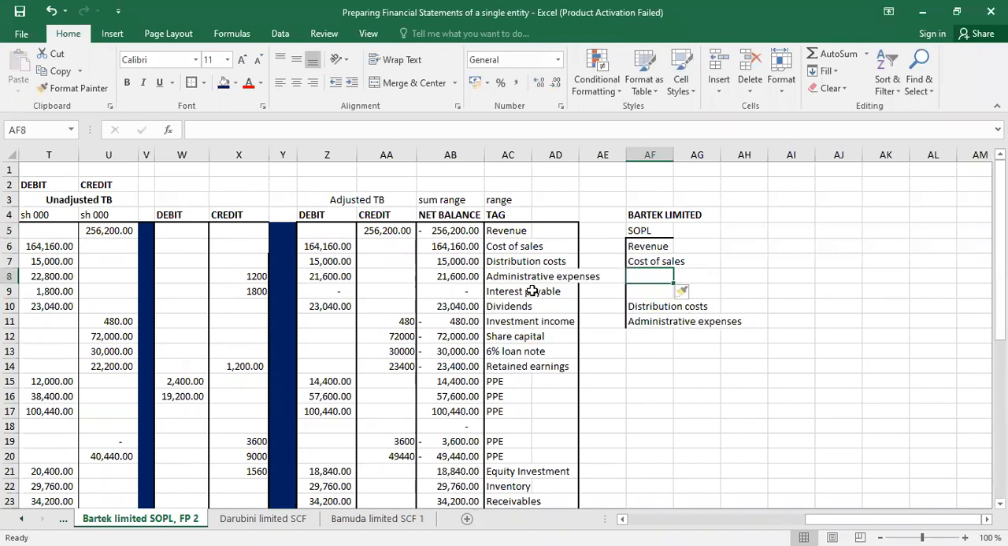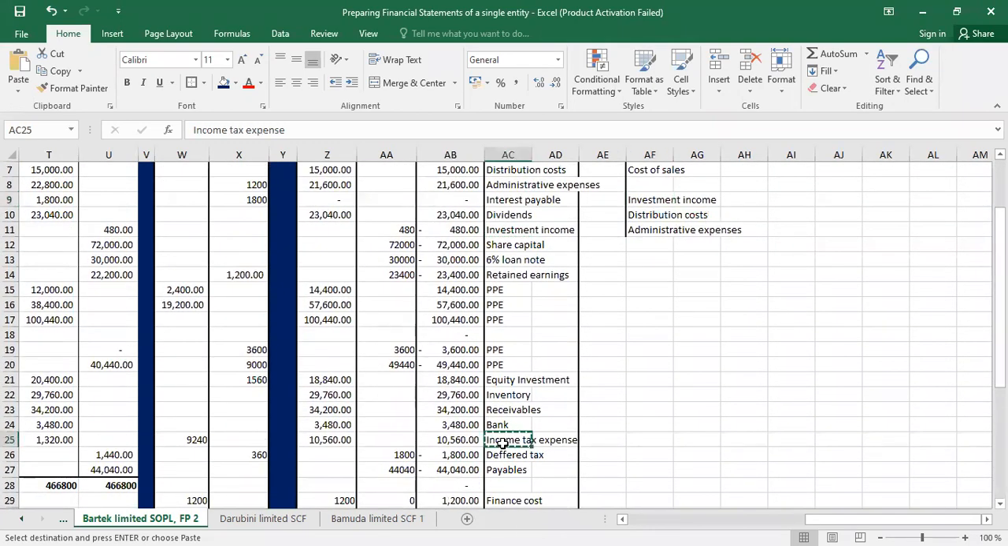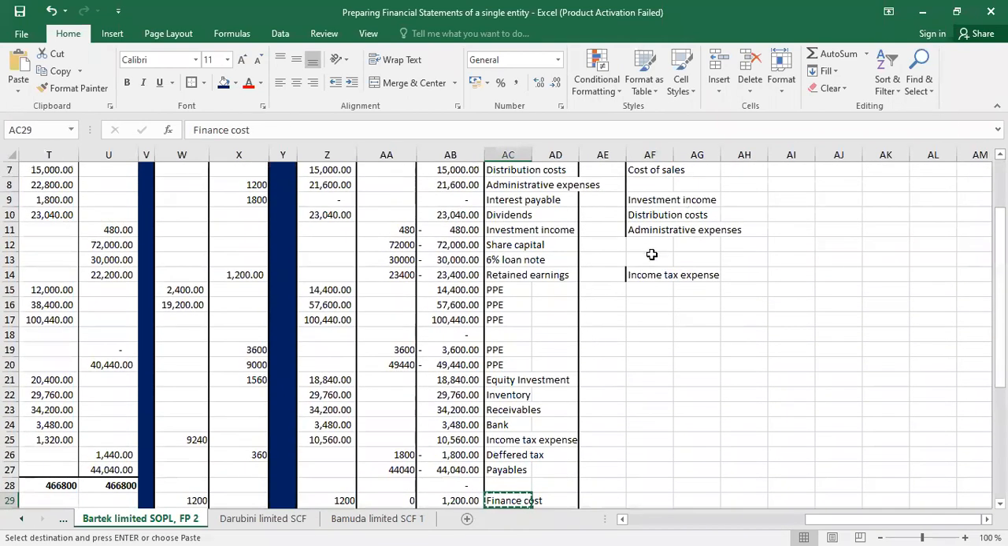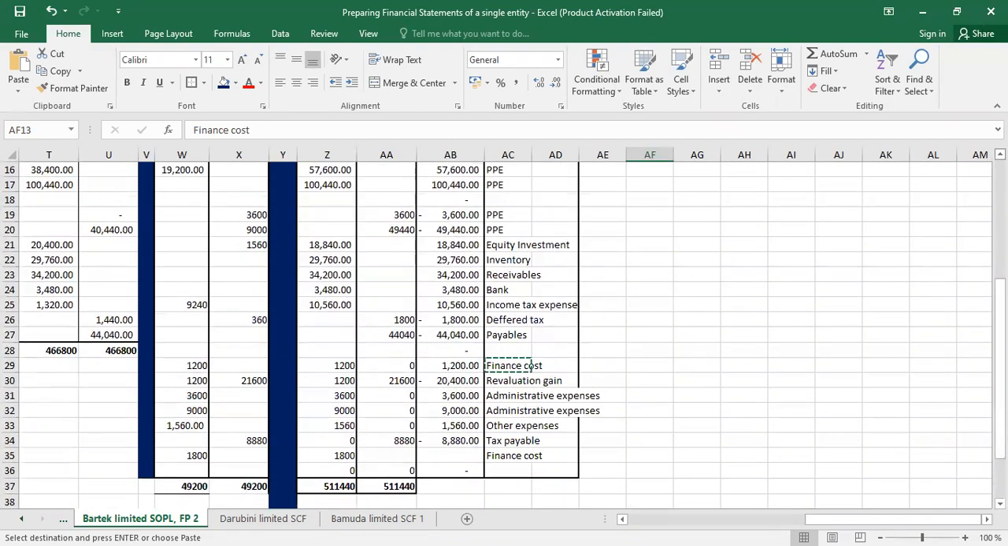So interest payable goes to the statement of profit and loss, dividends, investment income, Control C. So Control V. Then what else? Share capital, PPE, equity investment, inventory, receivable, bank, income tax expense, isn't it? Control C. Control V. Deferred tax payable, finance cost, Control C. Isn't it? Finance cost comes somewhere below there, Control V. Isn't it? And it's like now we've taken everything.